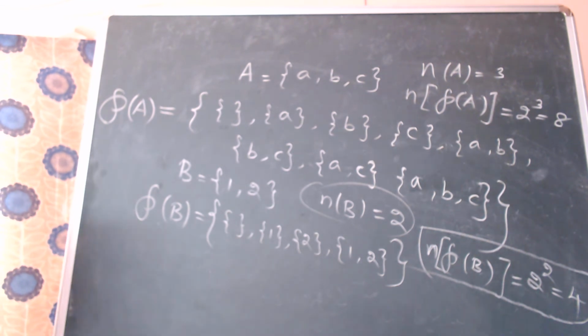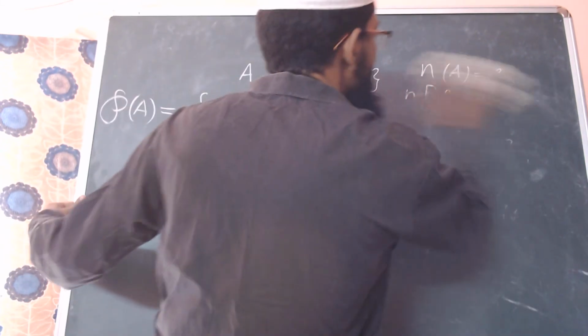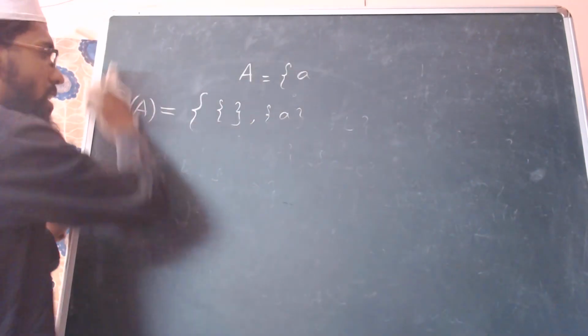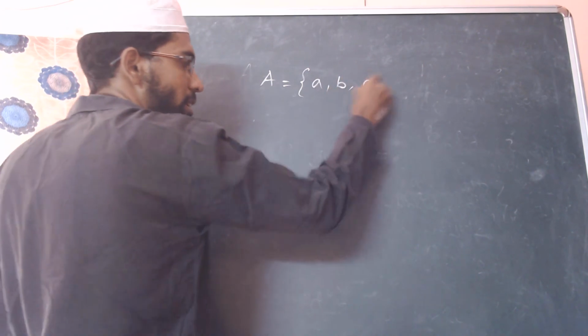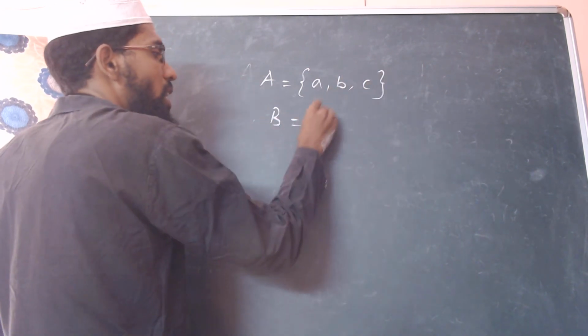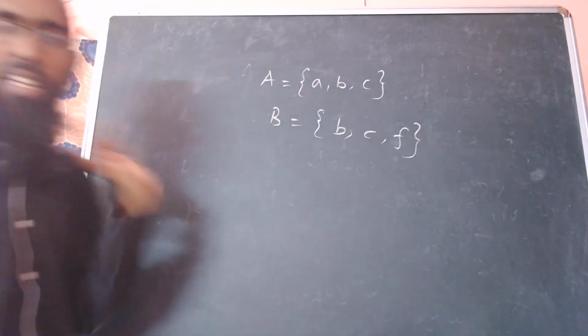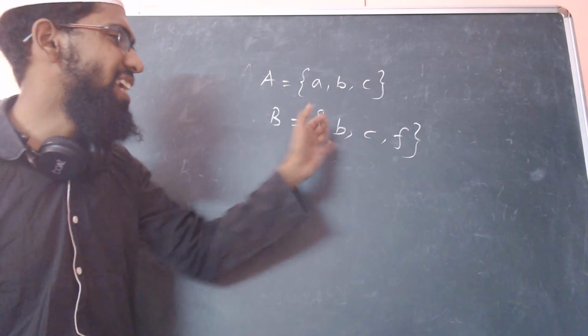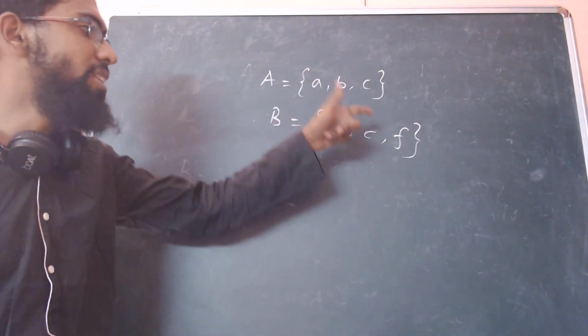The next definition is universal set. Now this concept of universal set may be a little confusing for some of you. Okay, let me get into the universal set now. Universal set is nothing but, for example, I am telling that A equals A, B, C and B equals B, C, F. In this particular problem I am just dealing with the elements A, B, C or B, C, F, right?